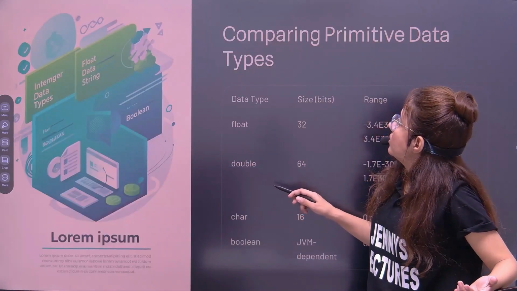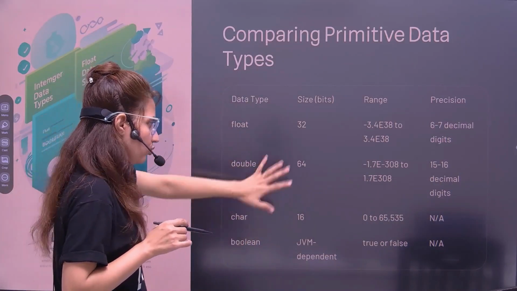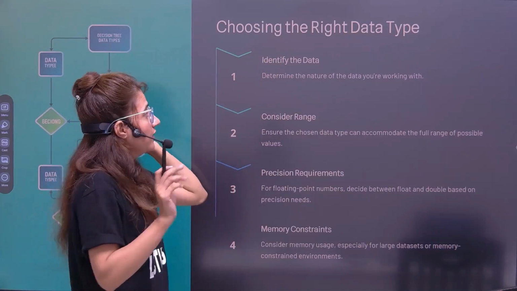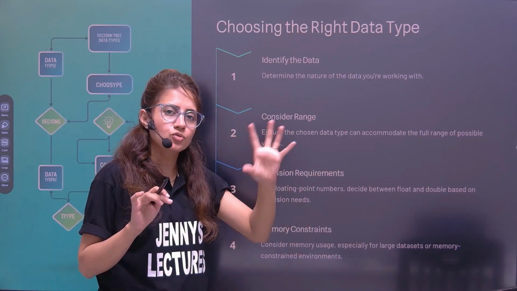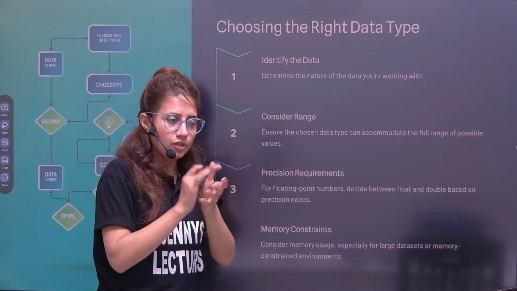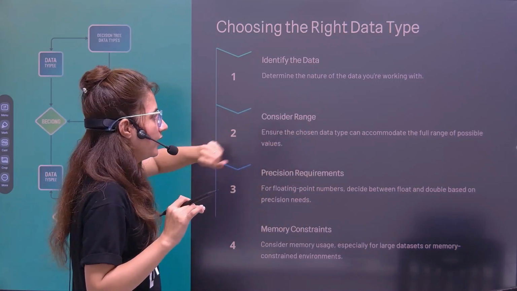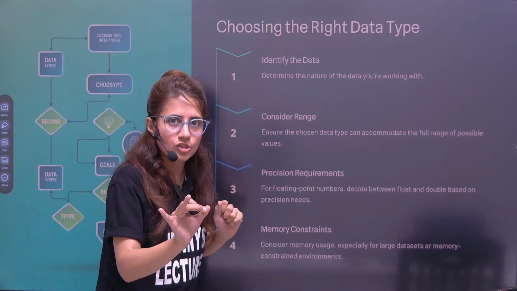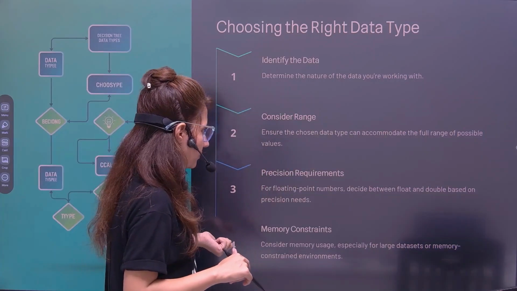Now this is the complete table we have: float, double, char and boolean. We have already discussed this. Now, how to use the right data type? You have to identify the data and determine which type of data you are working with. According to that, choose the data type. Consider the range also: whether you want to work on small data or large data. Based on that, choose the appropriate data type. Precision requirement: if you want more precise calculation, choose double. If less precise, you can use float as well.